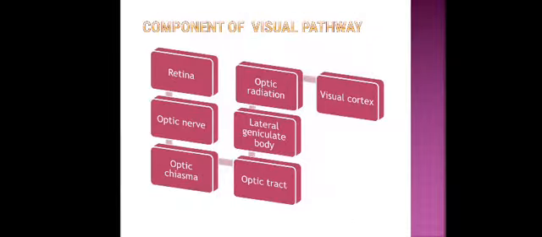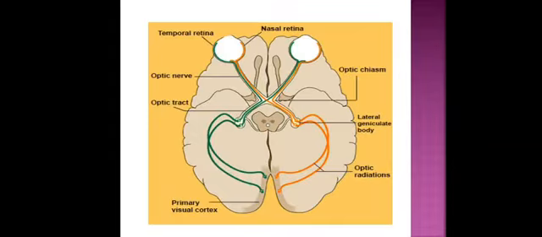The components of the visual pathway: the first one is the retina, optic nerve, optic chiasma, optic radiation, lateral geniculate body, optic tract, and visual cortex. This is the structure of the visual pathway, comprising structures such as the temporal retina and nasal retina, optic nerve, optic chiasma, optic tract, lateral geniculate body, primary optic radiations, and finally the visual cortex.